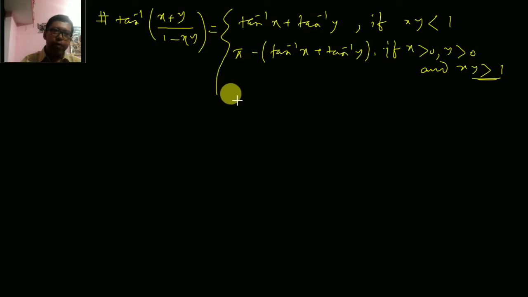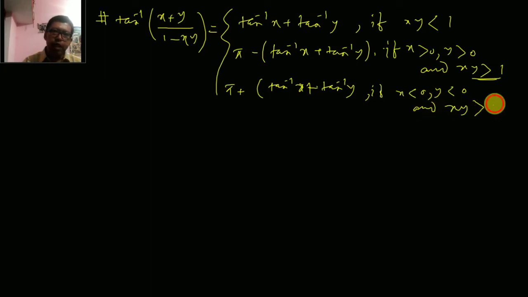Another formula may be written: it is pi plus tan inverse x plus tan inverse of y. This is only when x is less than 0, y is less than 0 and xy is greater than 1.